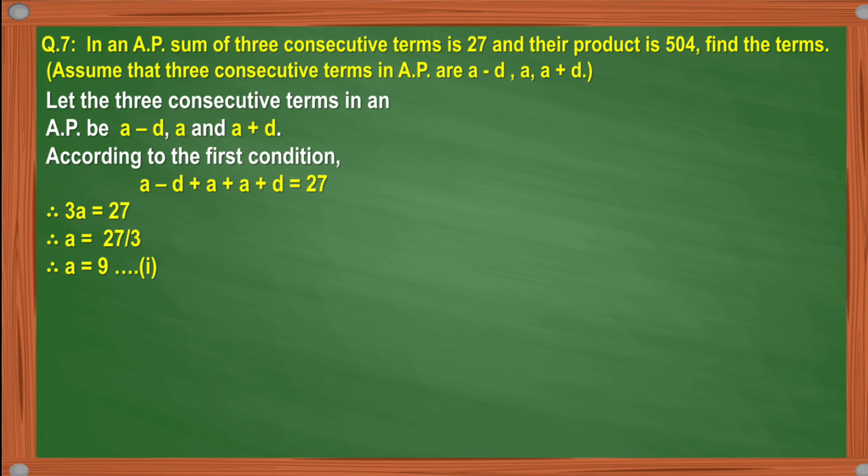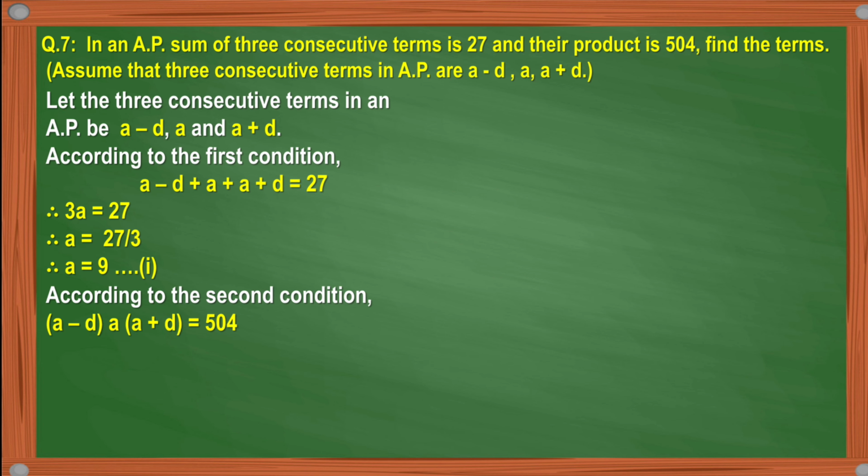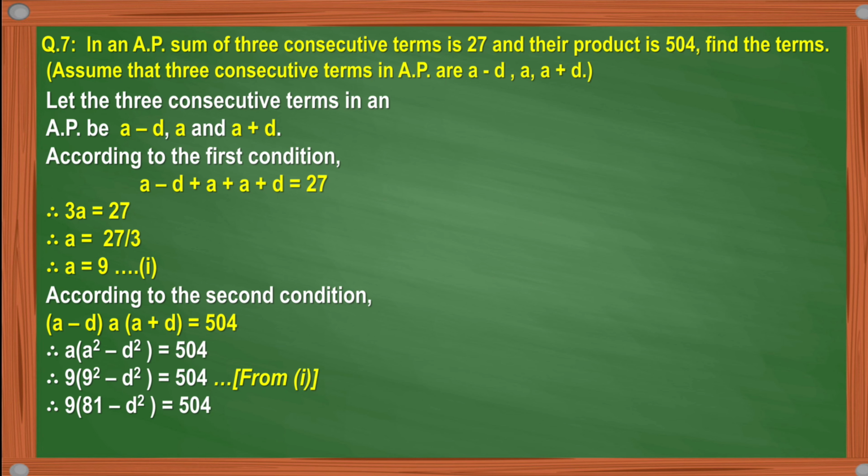For that, the next condition is given: their product is 504. So we'll multiply all the 3 terms. a minus d multiplied by a plus d multiplied by a equals 504. So a minus d, a plus d is nothing but a minus b, a plus b, which will give you a square minus b square. So here it will give you a square minus d square, a as it is. Now we have the value for a. We'll substitute the value for a. So 9 in a bracket, 9 square is 81 minus d square.